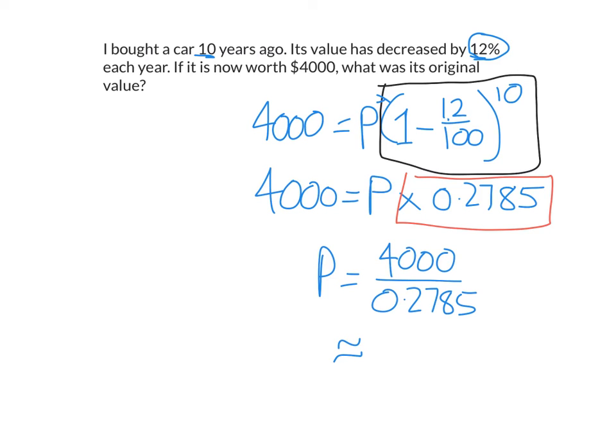And the answer I get, this time I'm just going to round to the nearest dollar, but it wouldn't matter if I rounded to cents. I get about 14,363. So that's the original value of the car. If I bought it for 14,363 and it decreased by 12% each year for 10 years, after 10 years, it'd be worth 4,000. Okay, so this is just solving an equation as you've done a million times.